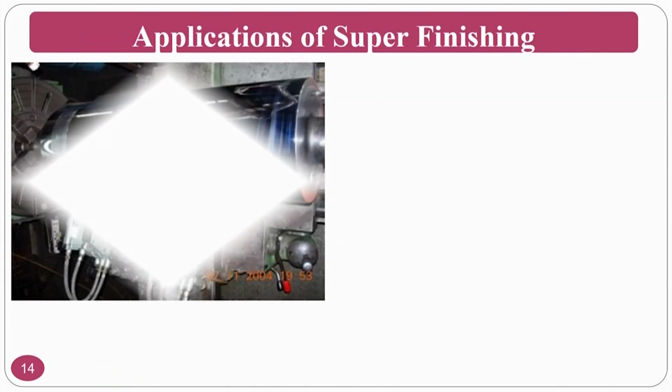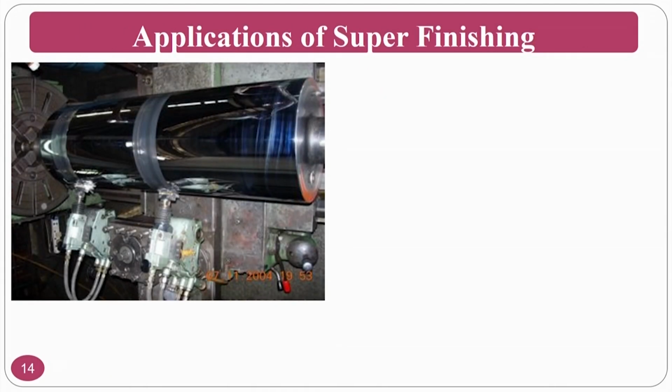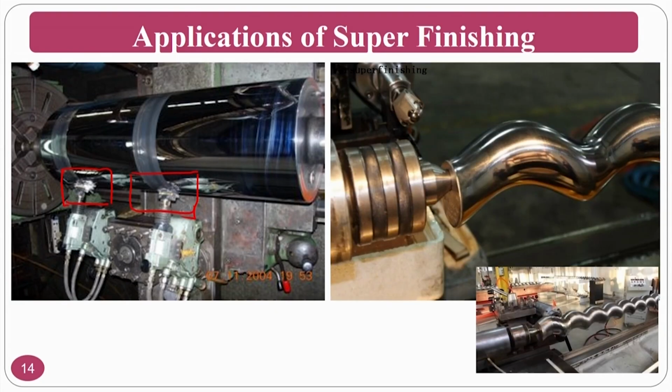Applications of super finishing: if you see the applications, you can see the cylinders are super finished here. Multiple passes, they are doing the finishing operation, and you can clearly see the stone which is applying the slurry on top of it, it is finishing. At the same time, you can see the zoomed version of this particular portion.